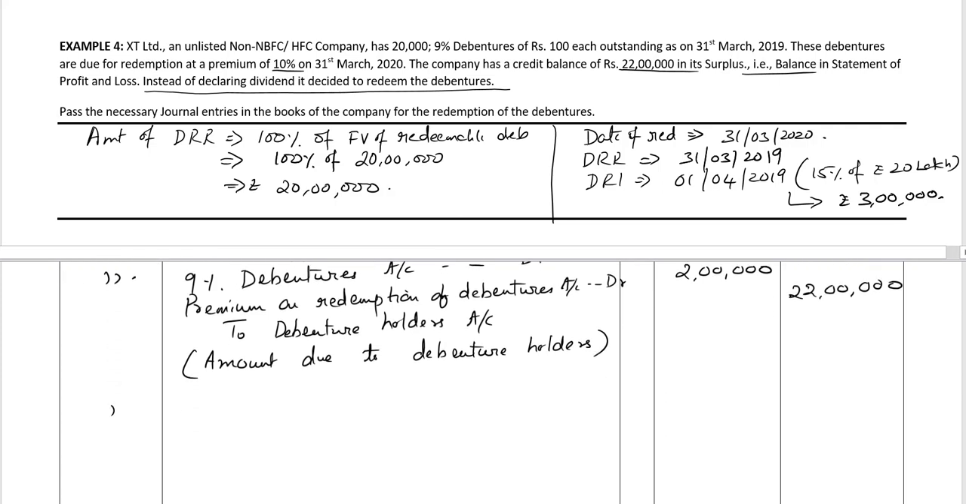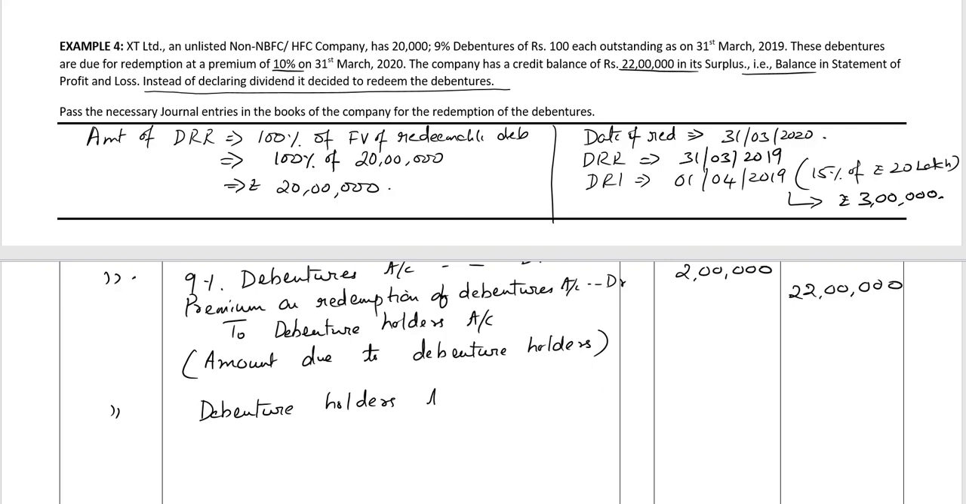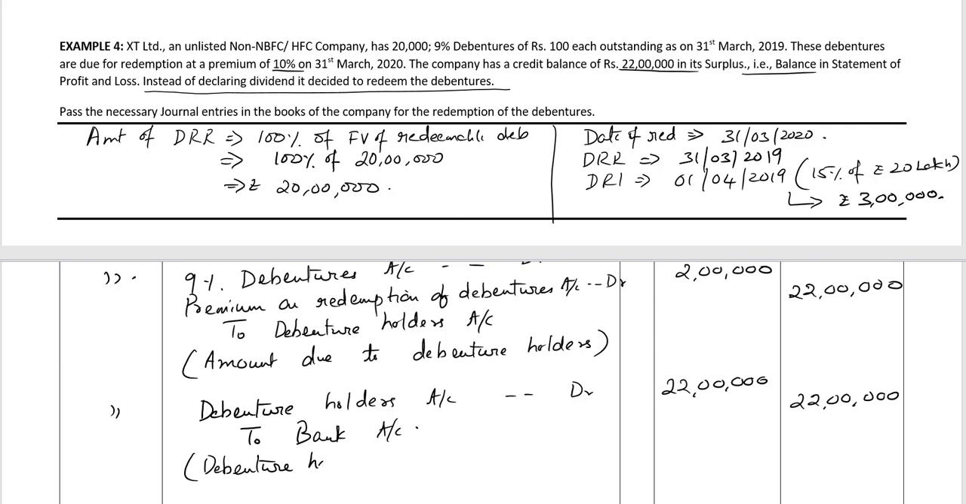Same date, payment made to debenture holders. Debenture holders account debit to bank account. The amount paid 22 lakh rupees. For debenture holders paid off.